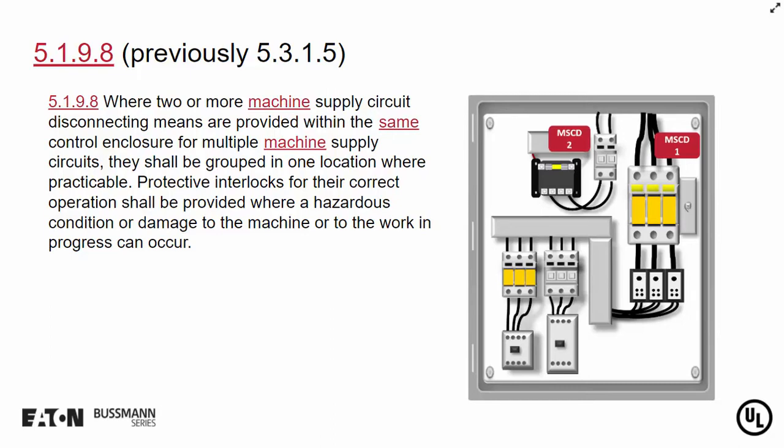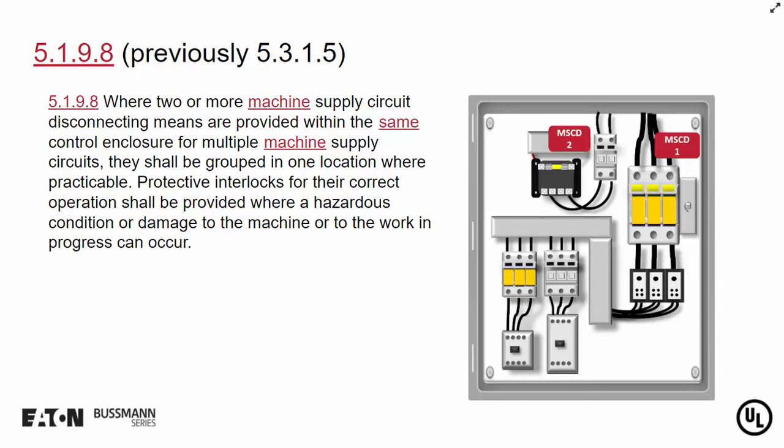5.1.9.8 used to be section 5.3.1.5, and again, we didn't make any drastic revisions here. We simply added the term machine in 2 places for consistency in the first draft stage, and we added in the second draft stage the word same for clarity. So what does this section say?